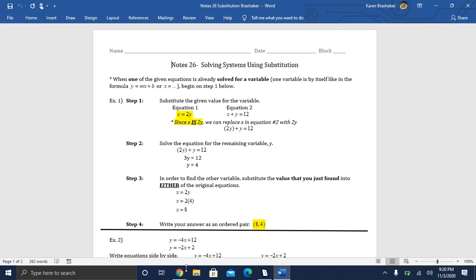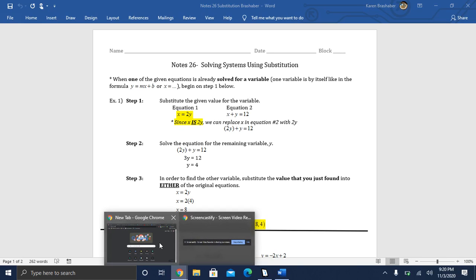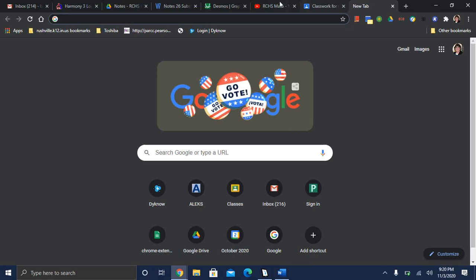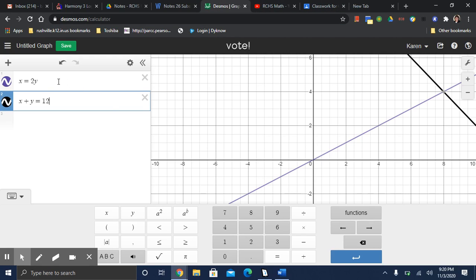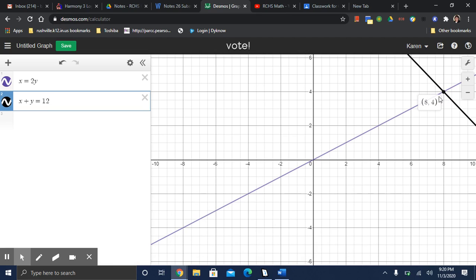In our last lesson, we learned to solve these by graphing. So I went ahead and used Desmos and took those same two equations, x equals 2y, x plus y equals 12. And I could say that I've already solved it by graphing and looking at the intersection point.